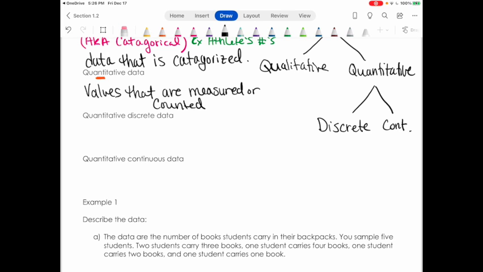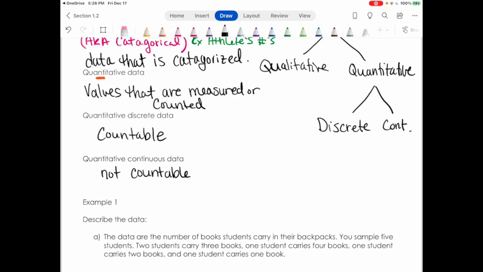Okay, now the difference between quantitative discrete and quantitative continuous is the difference between being able to count it or not. If you can count the data, then it would be considered discrete. If you have something that you can't count, then that would be continuous.